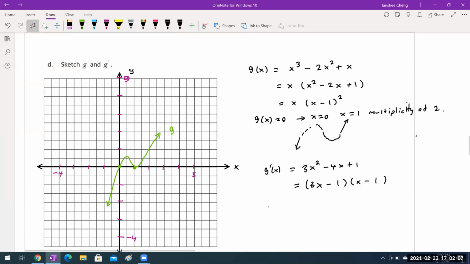So you can see that when g prime is equal to 0, that means what? My x is going to be 1/3 and x is equal to 1. Those two are zeros. And we already know that from what we learned earlier, because right here, we're going to have a horizontal tangent line. So for sure, my G prime graph right here will be 0.